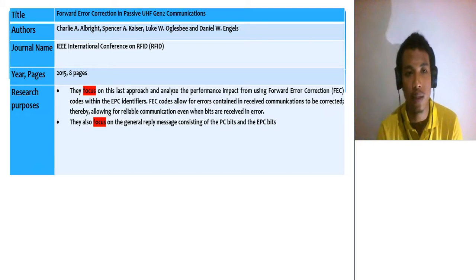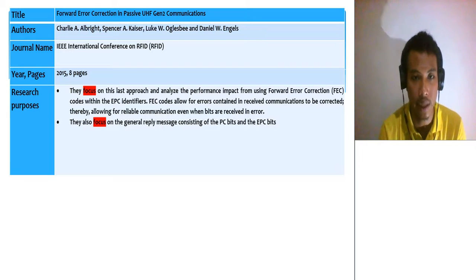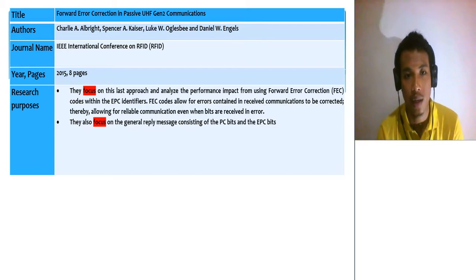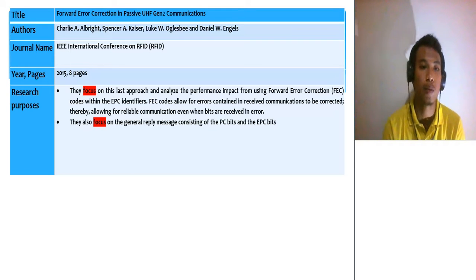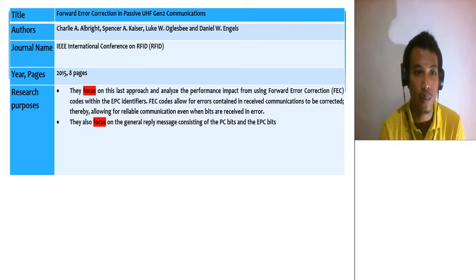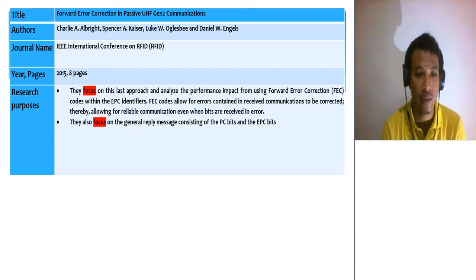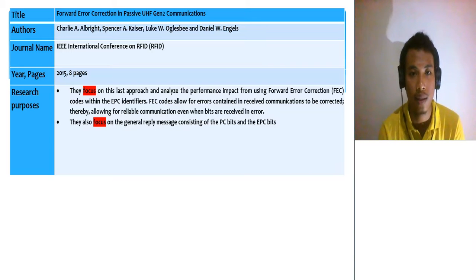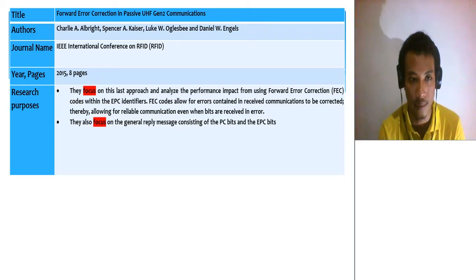The journal name is EAAA and it was published in the International Conference on RFID. RFID is Radio Frequency Identification. The publication of this paper is in 2015, and the paper has 8 pages.